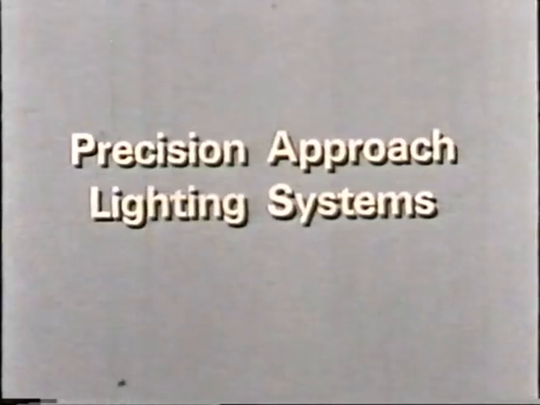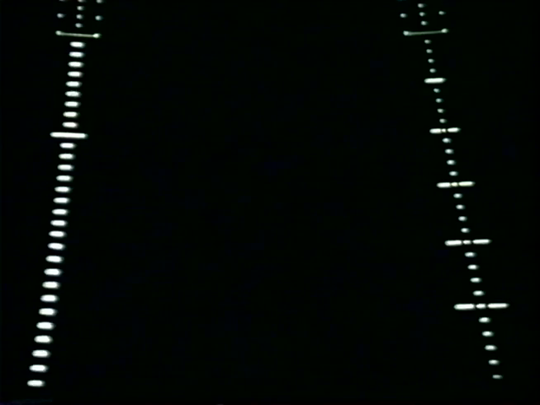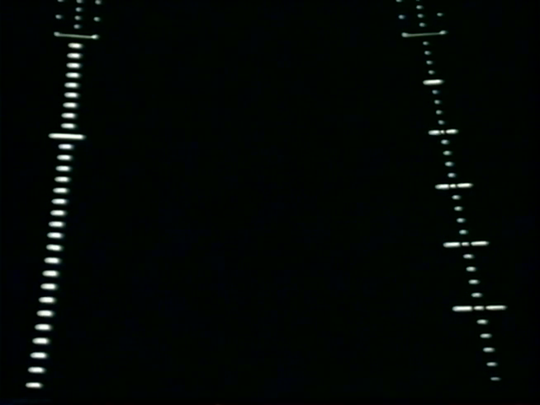Once again, the simple approach lighting system is adequate only in the better instrument conditions. When weather conditions are worse, a system providing greater visual guidance is required. These are called precision approach lighting systems. For Category 1 operations, a precision approach Category 1 lighting system is required. The lighting system may be one of 2 standard types shown here.